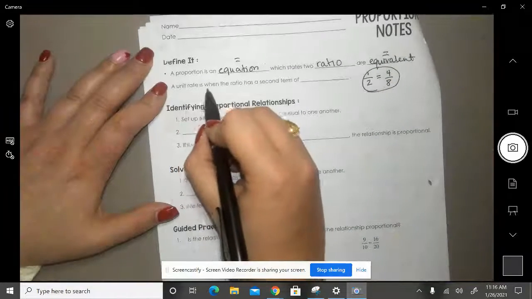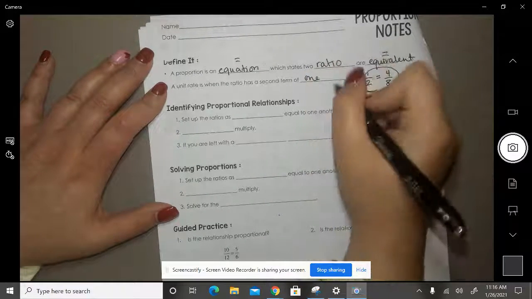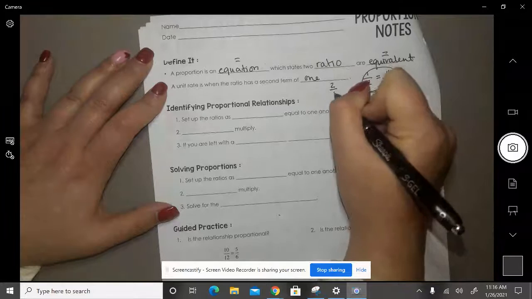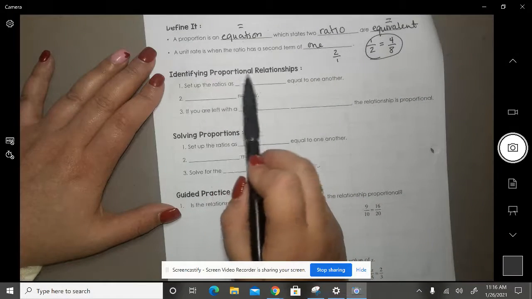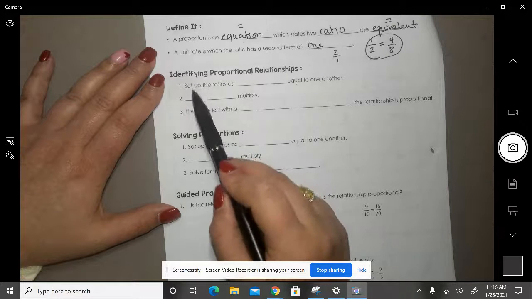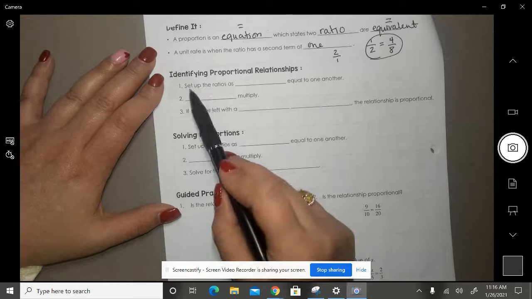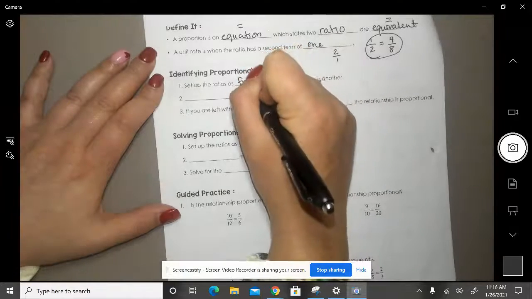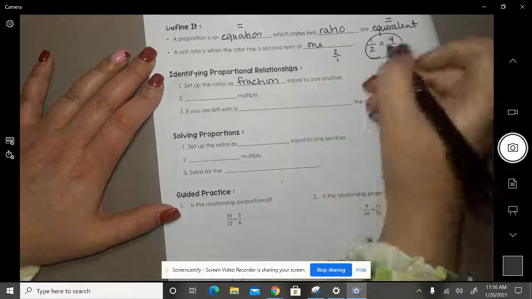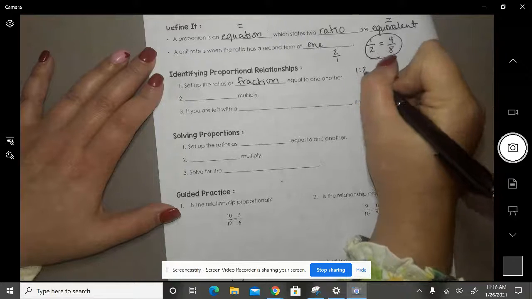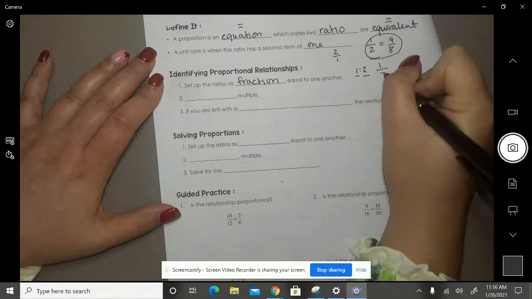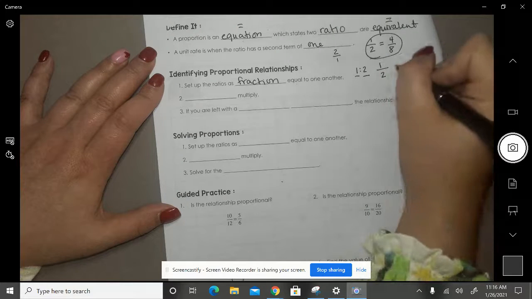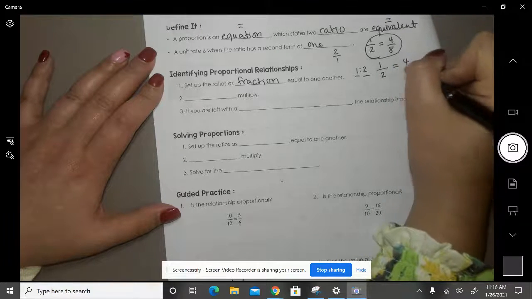It says a unit rate is when the ratio has a second term of 1. So remember, a unit rate could be like 2 to 1. Okay? So to identify if something is proportional or not, we have 3 simple steps. And first step is to set up ratios as fractions. So remember, if I have a ratio of 1 to 2, then when I set up as a fraction, the first number is my numerator and my second number is my denominator. And we're going to set them up equal to one another.